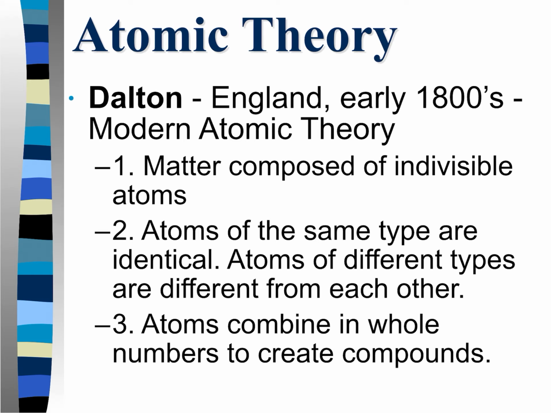Two, atoms of the same type are identical to each other. That's not true either. Later they found out that there were isotopes. There's actually 3 different hydrogen atoms, and we're going to discuss that soon. Atoms of different types are different from each other. Yes, that is true. Gold is different than silver, and atoms combine in whole numbers to create compounds. Yeah, that was that whole constant composition thing. As it turns out, in order to have the same ratio of mass, you have to have the same number of atoms. So H2O is always H2O.